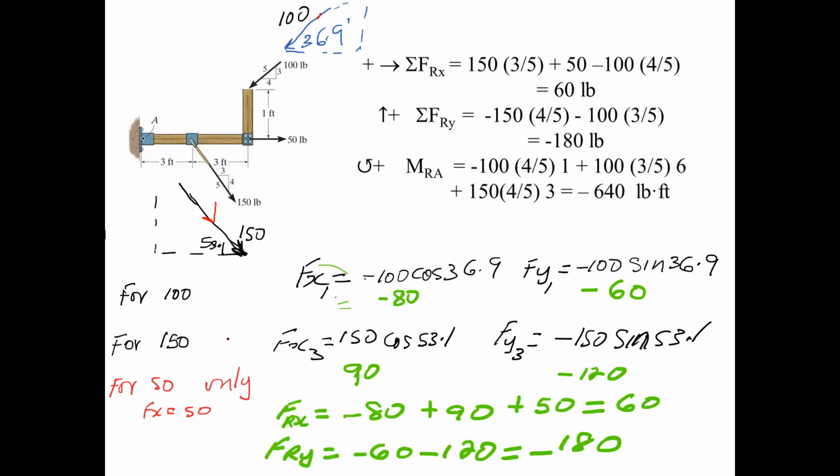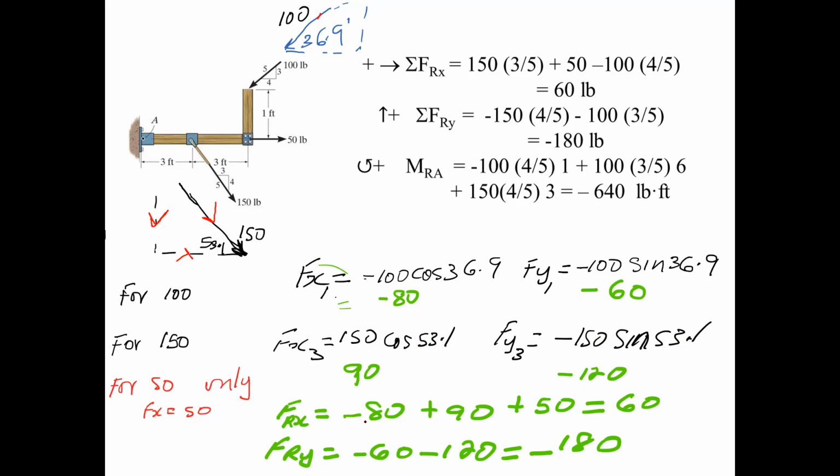What about the 150? Let's leave the 50 alone for last. For the 150, it has two components, one in the X, one in the Y. So the one in the X, it's also positive. So it is 150 cos 53.1. And for the vertical, coming down, you're going that direction in order to get to this point. So it's going to be minus 150. Sorry, it's going to be coming down is minus 150 sine 53.1. When you work out those, you get 90, 120.